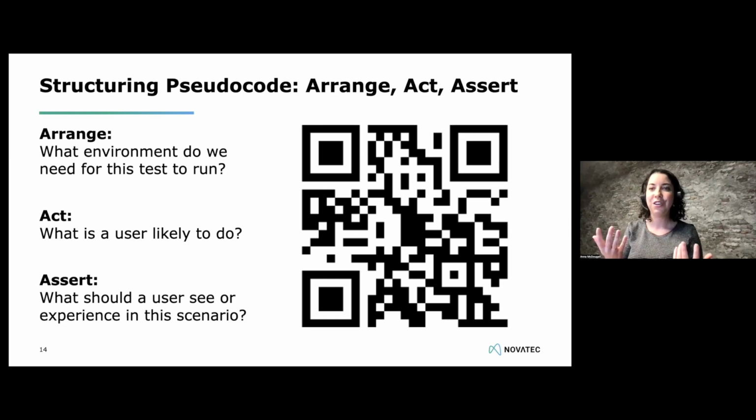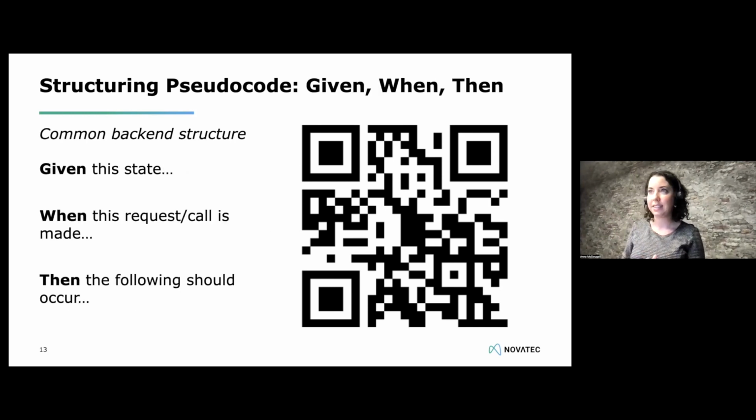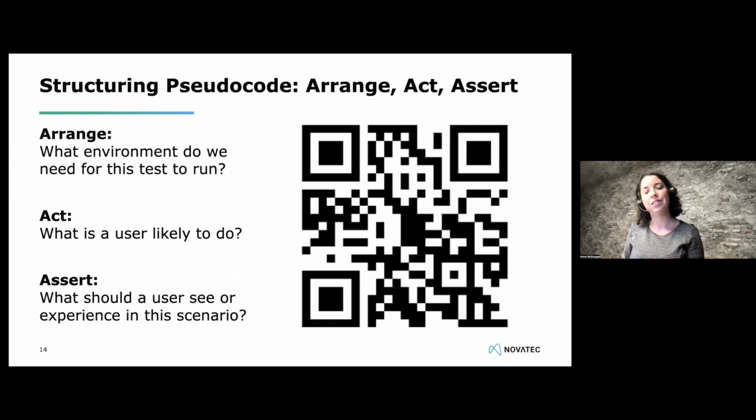So arrange, for example, as you'll see in a bit, is making sure that we've got our login screen loaded and ready. Act is the actual entering of the username and password and the clicking of the button. And assert is checking that we've moved to the next screen that we expect them to go to. So it's the same idea as given, when, then, but it's just framed a little bit differently. So you can choose whichever one you prefer. Personally, I like arrange, act, assert. So that's what I'm going to be using today. So if you don't like it, tough luck, I guess.